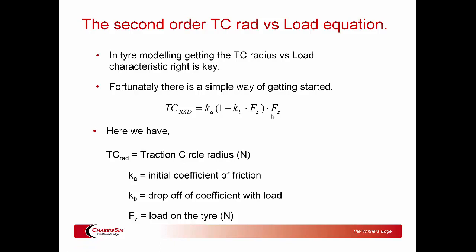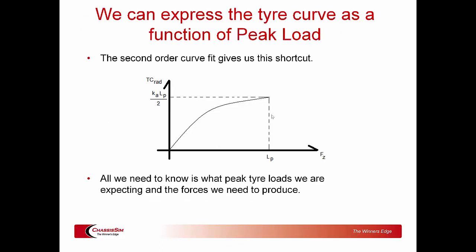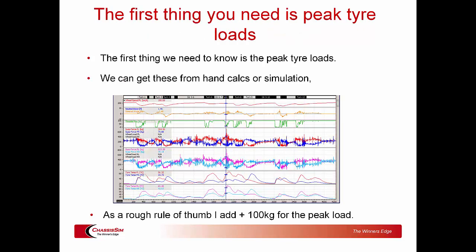Think of that almost like the tire equivalent of the quarter car damping model for springs and dampers that we'll talk about very shortly. The upshot of this is that we can describe every tire in terms of the load at which it generates its peak grip, and the peak grip itself. And that peak grip is the initial coefficient of friction times the peak load divided by 2 and LP. If you can understand that, you are well on your way to truly understanding what a tire model can do.